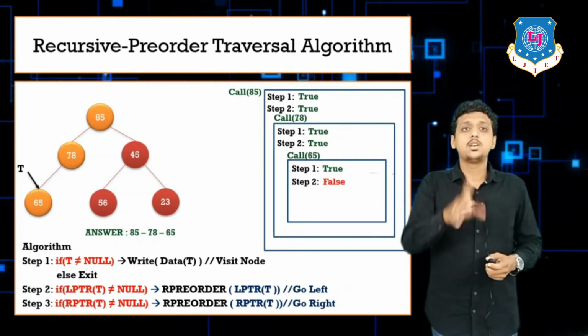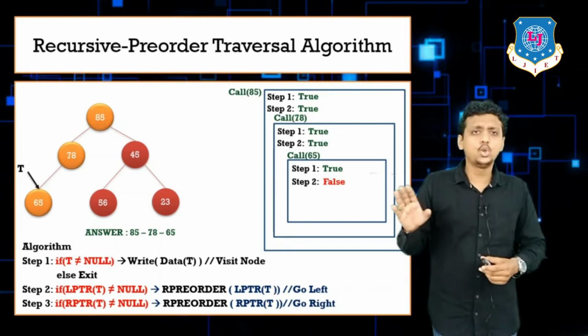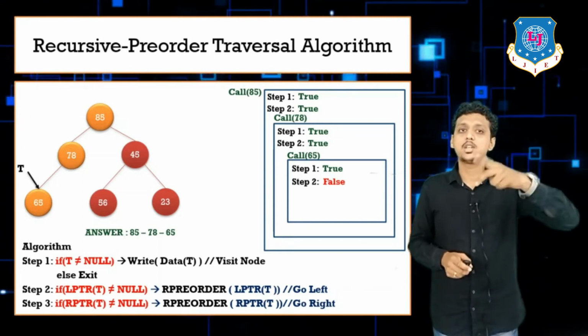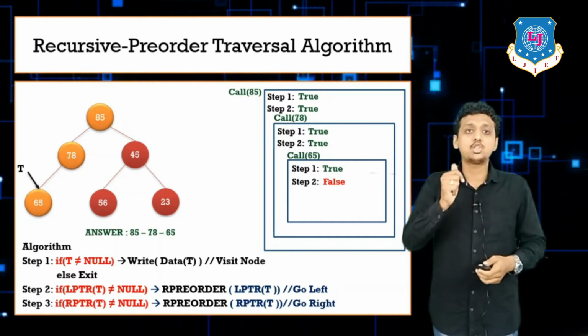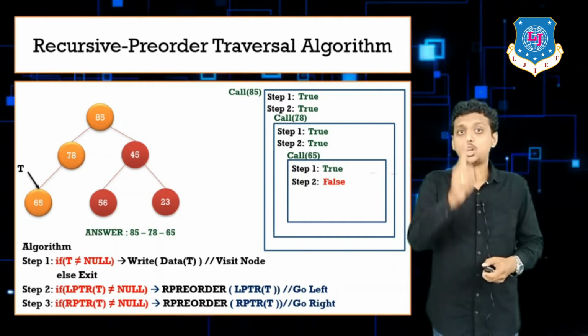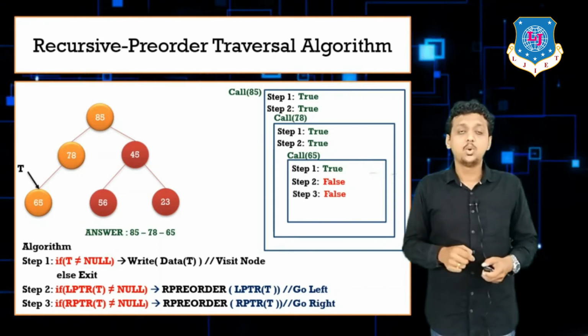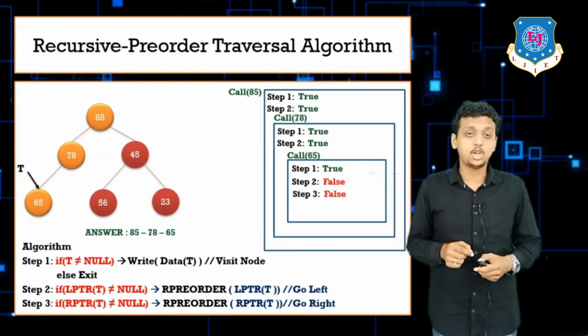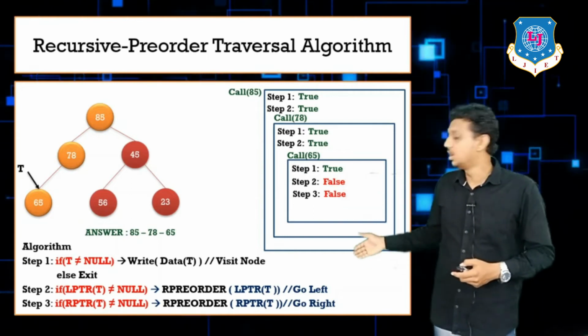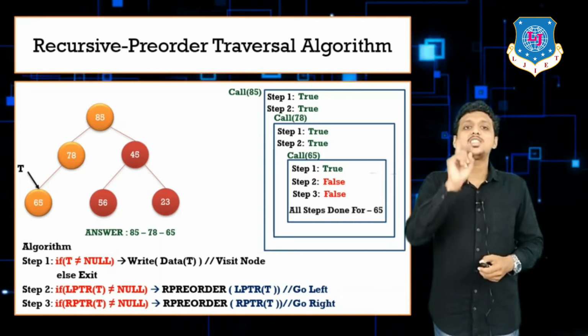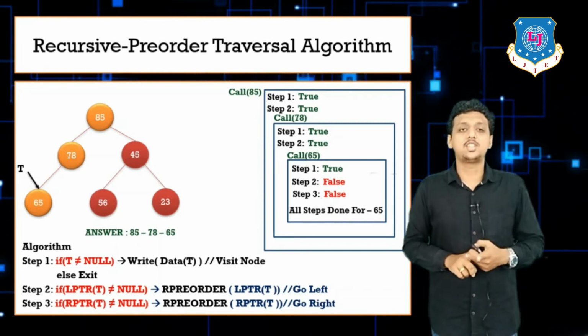So it becomes false. Here there is no node on the left of 65. That means step number 2 becomes false, so you can directly switch to step number 3 for 65. For 65 I'm going to write down step number 3. Step number 3 is again false because there is no right node for 65. That means all steps are completed for 65.